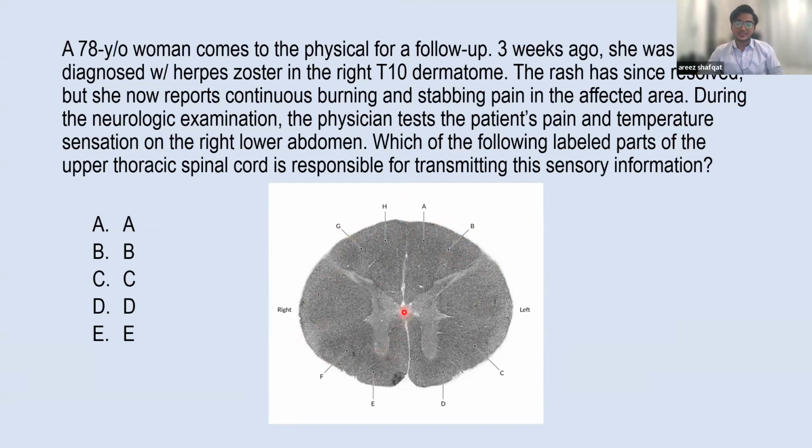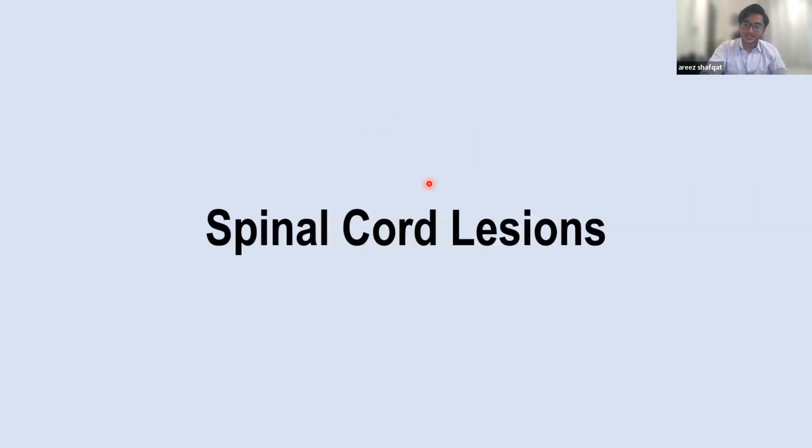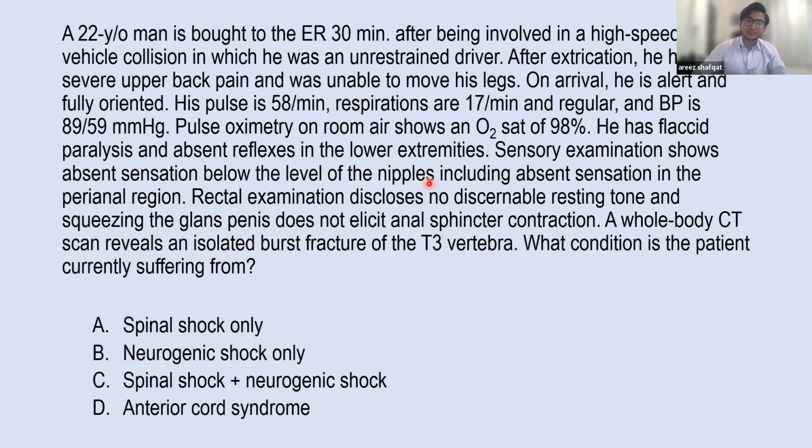Okay, so why is this wrong here? Because this is ipsilateral, and we know that the spinothalamic tract crosses in the spinal cord, exactly. So it crosses here, and this will be C here, the lateral spinothalamic tract. Good. So this was some sort of basic tract information. Now let's move on to lesions.